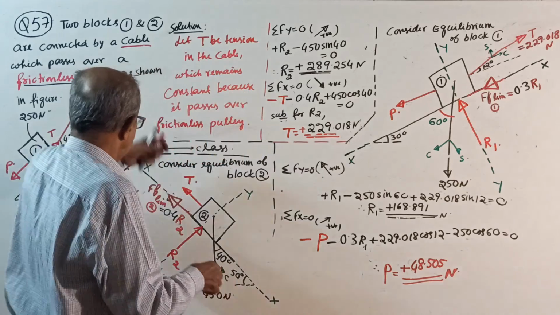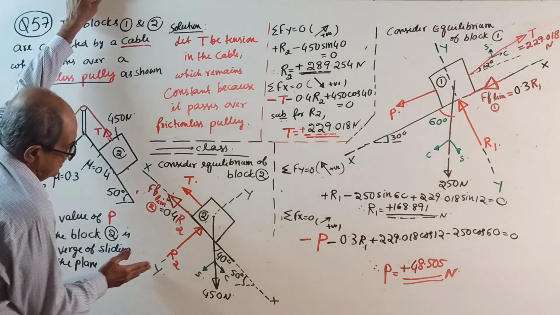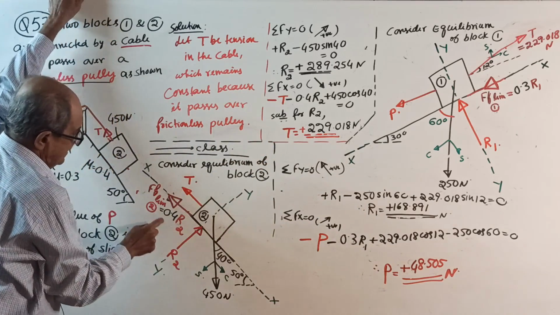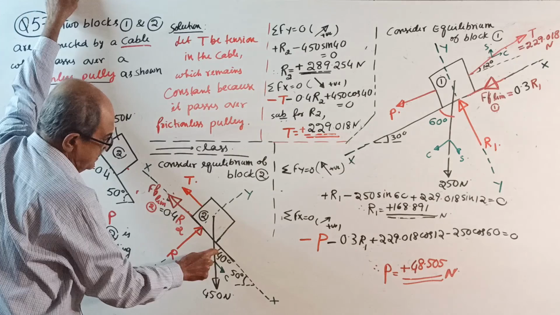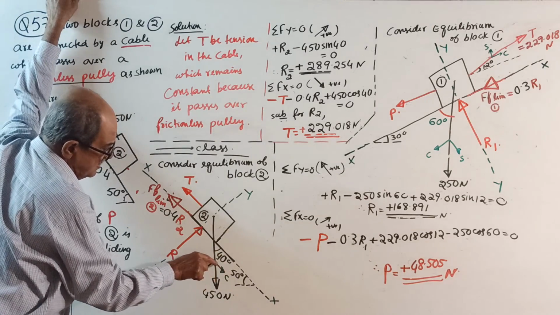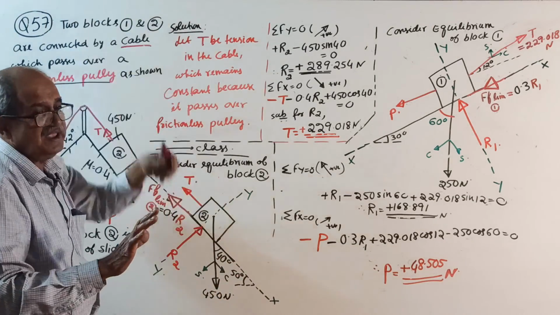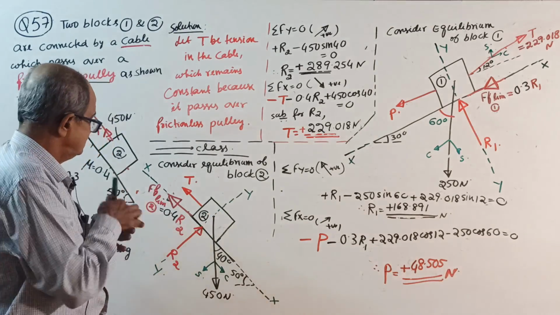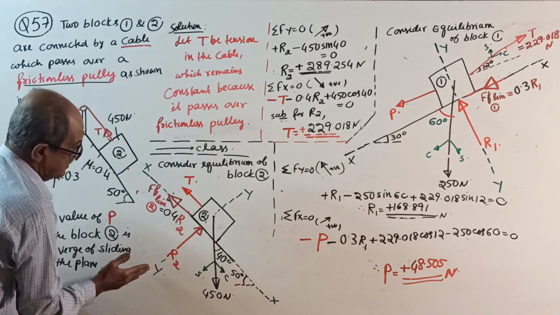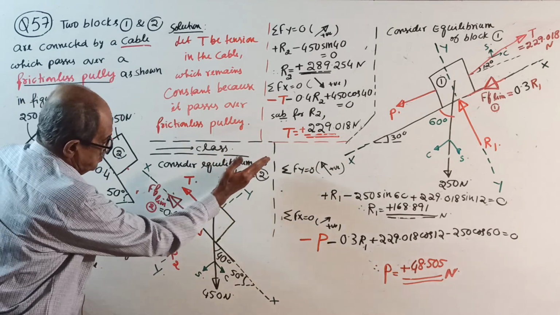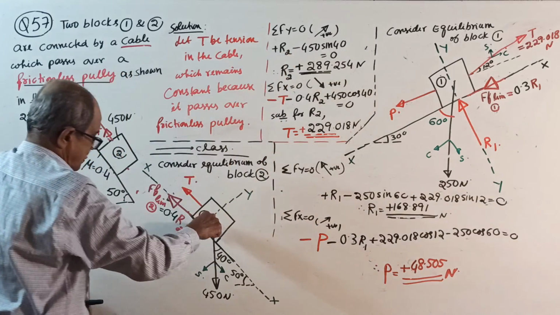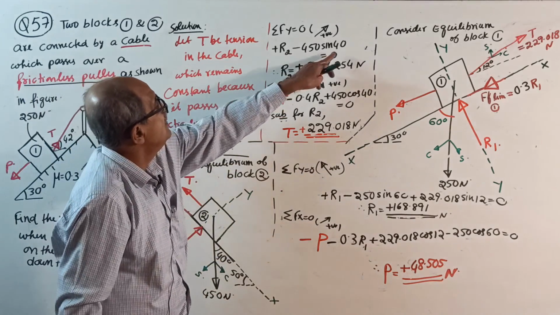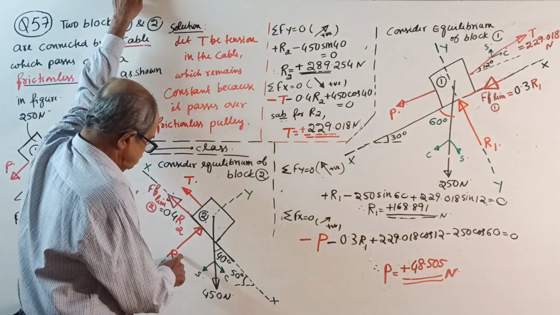Okay, start. First consider block 2. This is X, this is Y. Sigma Fy equals 0. If this is 50 degrees, this is 40 degrees, so with respect to 40 degrees it is cos and sine. Sigma Fy equals 0: R2 minus 450 sine 40 equals 0, and you get the value of R2.